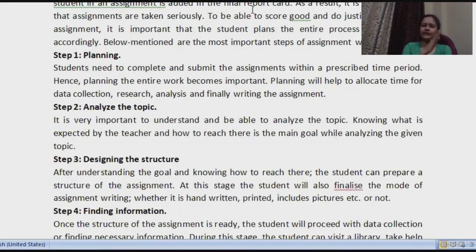After mentioning that it's very important that we plan the entire process and proceed step by step, you can write that the below mentioned are the most important steps of assignment writing. That means these are the steps we need to follow. What are these steps? First one is planning.